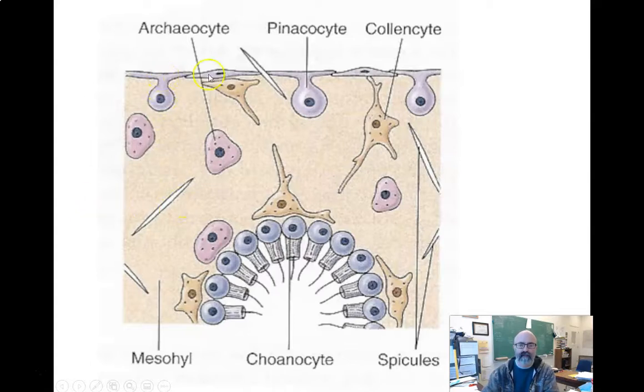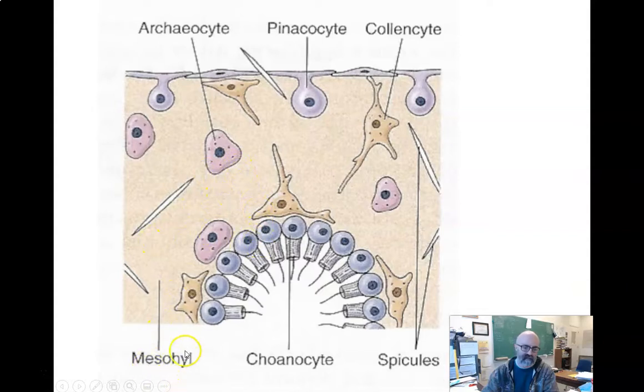So here we have pinacocytes on the covering. Here's the nucleus, to show you it is a cell type. Here are the choanocytes with their little flagella, and then here are the archaeocytes or amoebocytes.